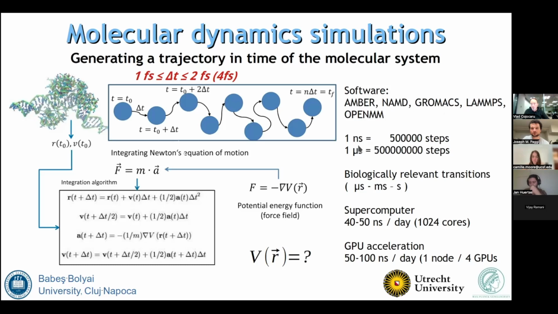And to give you a short overview of what we can do these days, if you look at biologically relevant transitions, microsecond, millisecond, seconds, we basically simulate about 40, 50 nanoseconds a day when you use CPUs only, and about 50, 100 nanoseconds a day when you use GPUs.